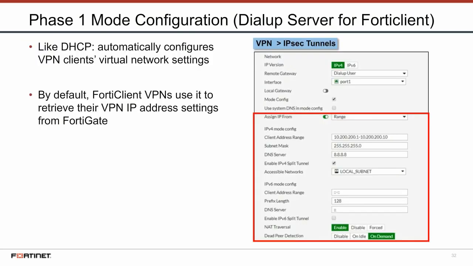If Dialup clients are mobile users, such as FortiClient users, you will probably enable and configure Mode Config on the Dialup server's Phase 1. This is for an IPsec extension called IKE Mode Configuration. Why? It's usually not practical to allocate static IPs to each laptop and mobile phone. IKE Mode Configuration is an alternative. Like DHCP, Mode Config automatically configures the client's network settings. As with DHCP, you define a range for the pool of VPN virtual IPs and the DNS settings.